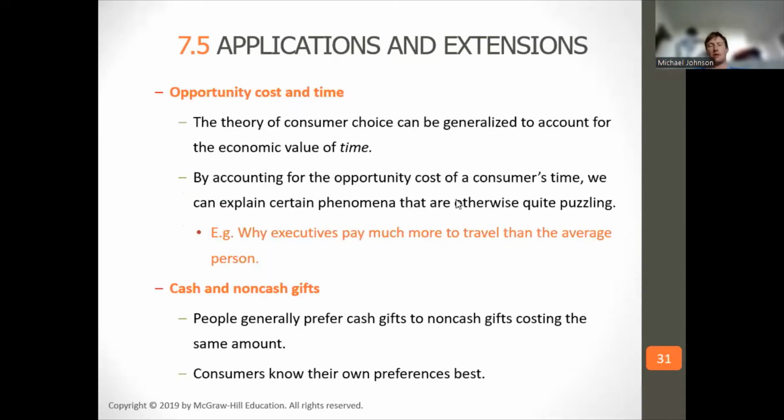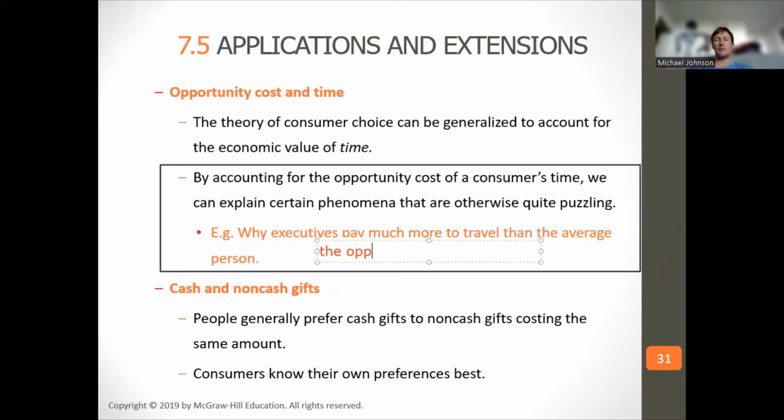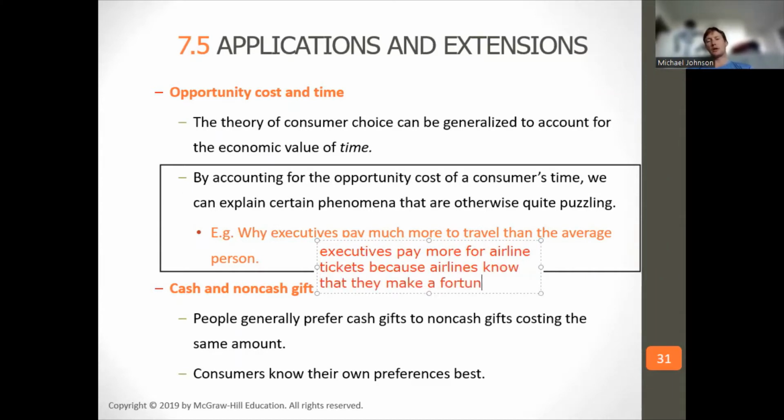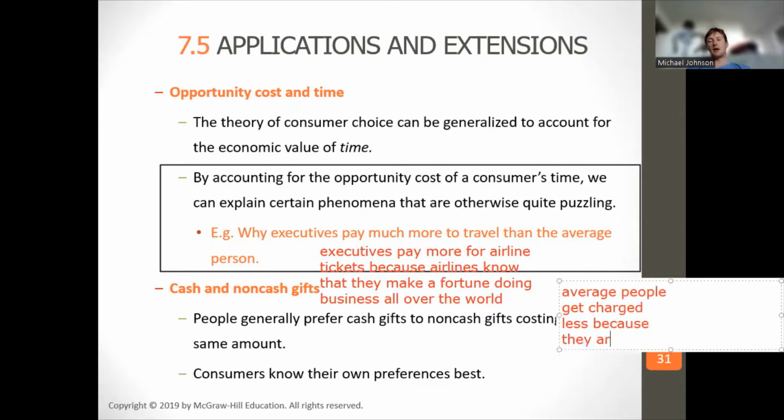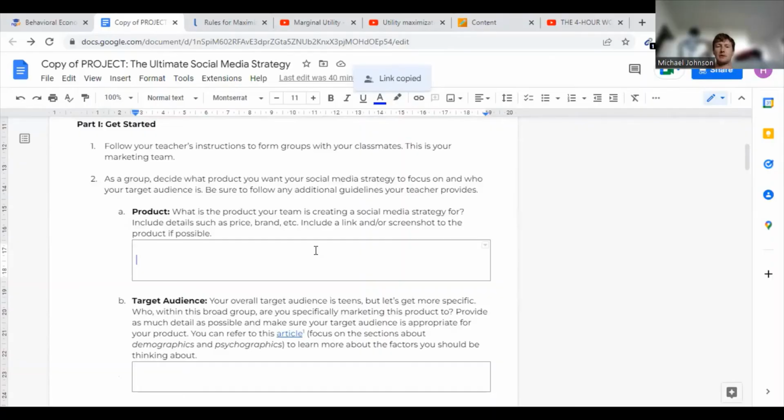Opportunity cost and time. The theory of consumer choice can be generalized to account for the economic value of time. In this case, the airline companies take that into account, because executives pay more for airline tickets, because airlines know that they make a fortune doing business all over the world. That's why. And then average people get charged less because they are likely going on vacation and are not on business.